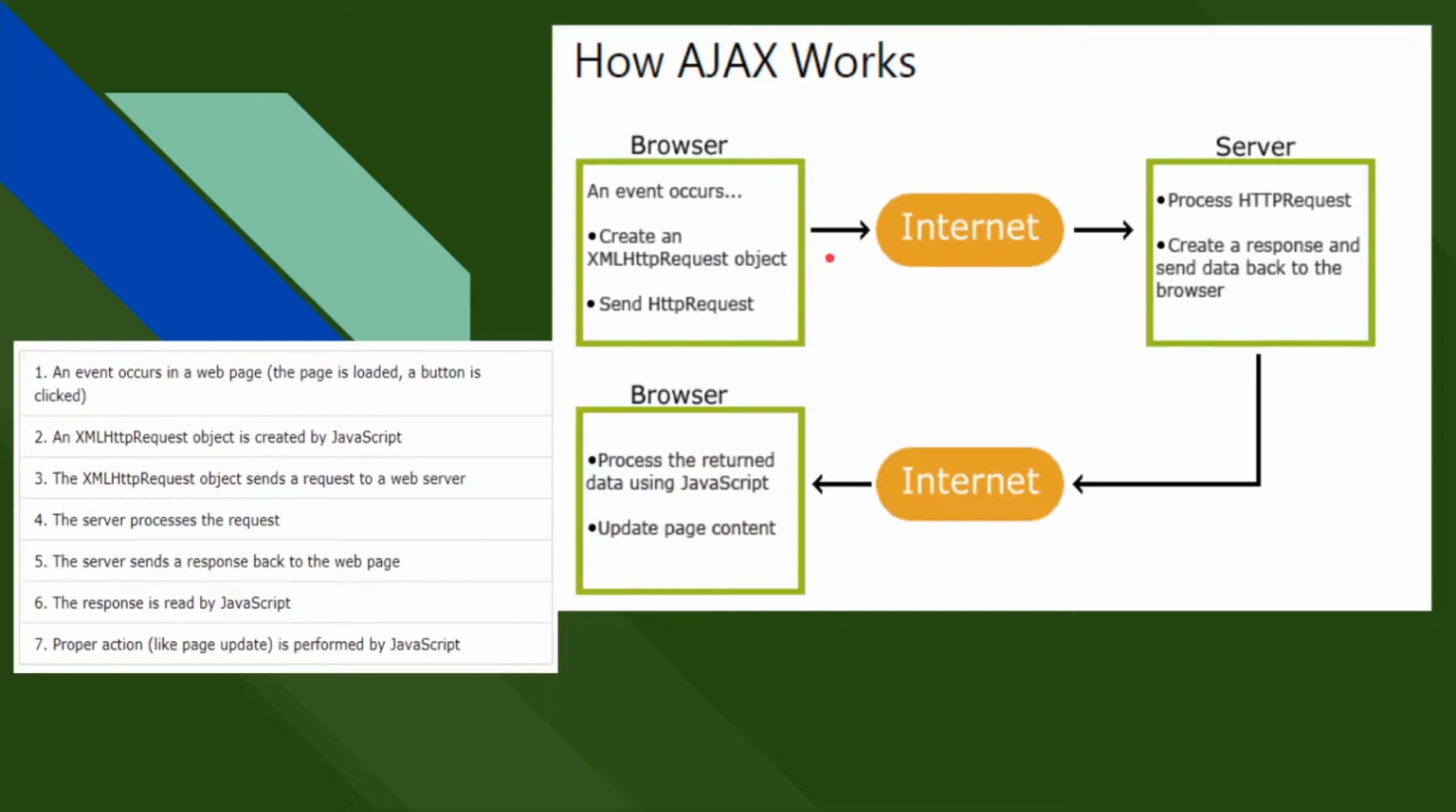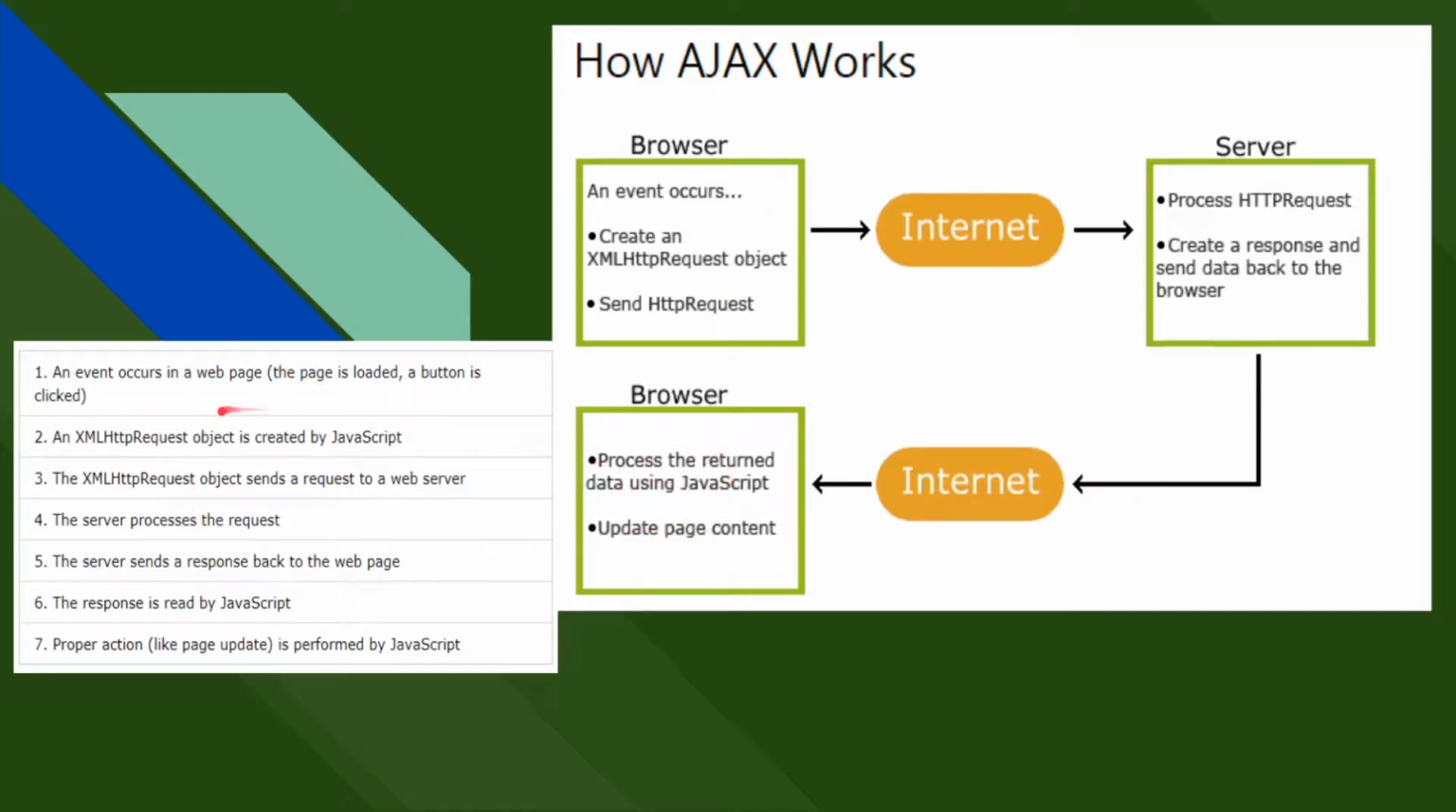So there are 3 main steps. One is when you create and you send. Second is the server: it will process, it will create a response, it will send back. And the third step is when your browser reads the data which is coming from the server and you display it on the web page.